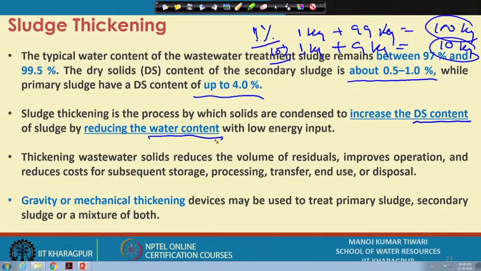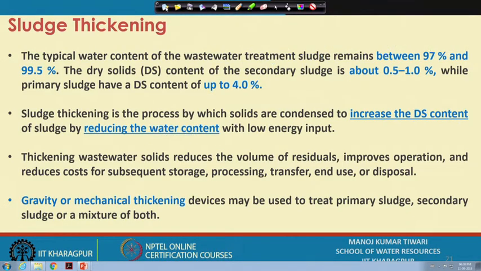Thickening wastewater solids reduces the volume of residuals, improves the operation, and reduces the cost of the subsequent storage, processing, transfer, end use or disposal systems, because we have reduced the volume. So all subsequent processing cost reduces. Typically this thickening can be achieved by gravity or mechanical thickening devices, which may be used to treat primary sludge, secondary sludge or a mixture of both. So, what are these thickening devices?